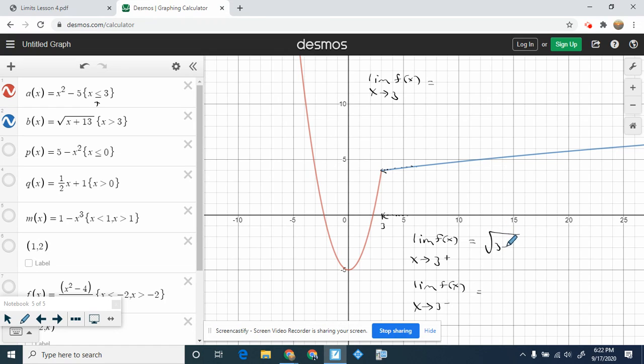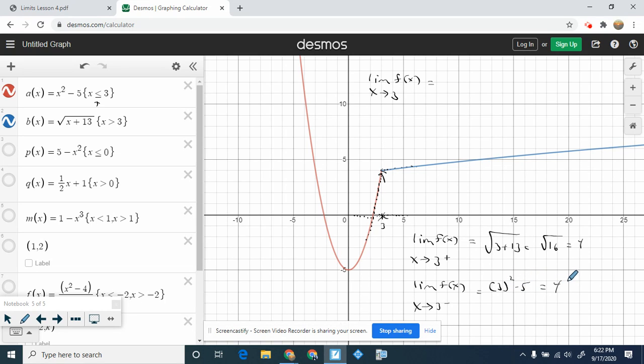So radical 3 plus 13. That's going to be the square root of 16, which is nice. That's just 4. Okay. Now, to do the limit of f of x as x goes to 3 strictly from the left, which piece allows me to approach 3 strictly from the left? Well, again, you can see I'd be tracking on the parabola. So that's the parabola piece. So I'm going to directly substitute into that. So 3 squared minus 5. 9 minus 5 is 4.